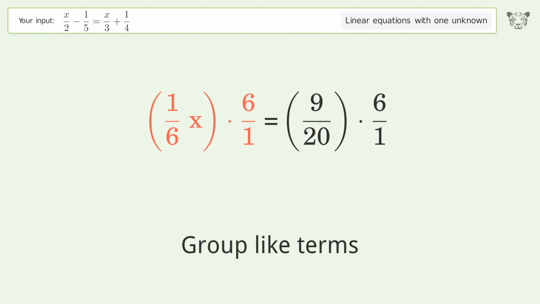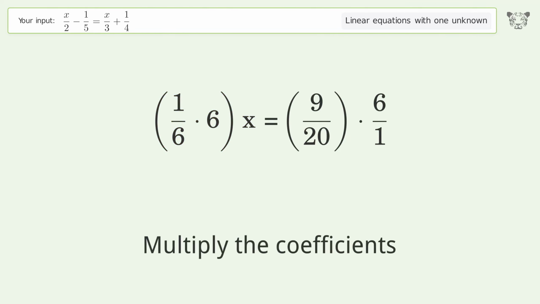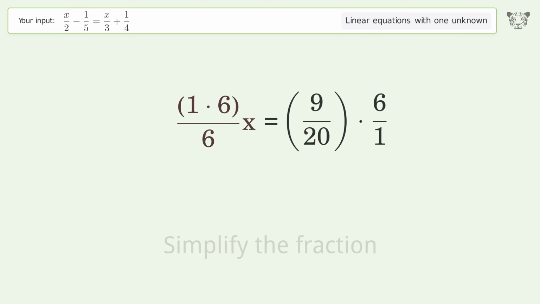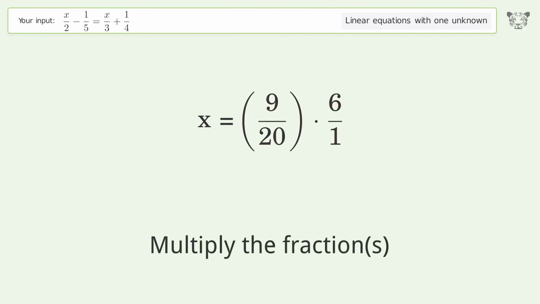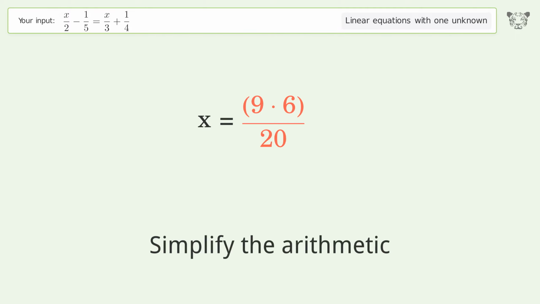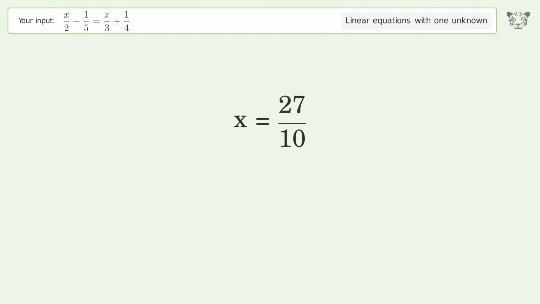Group like terms. Multiply the coefficients. Simplify the fraction. Multiply the fractions. Simplify the arithmetic. And so the final result is x equals 27/10.